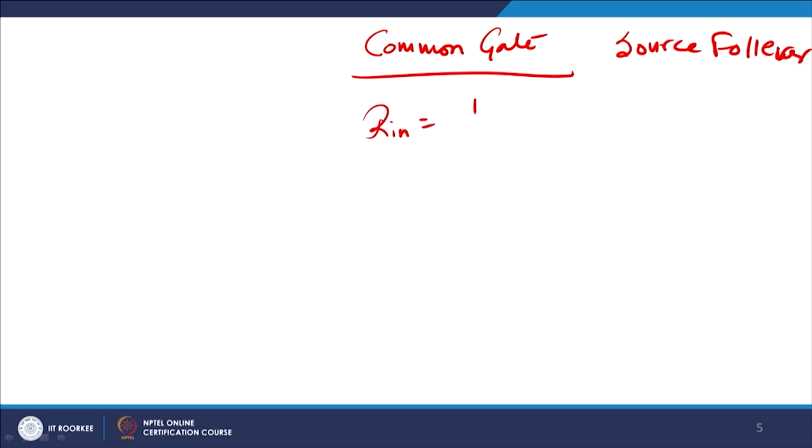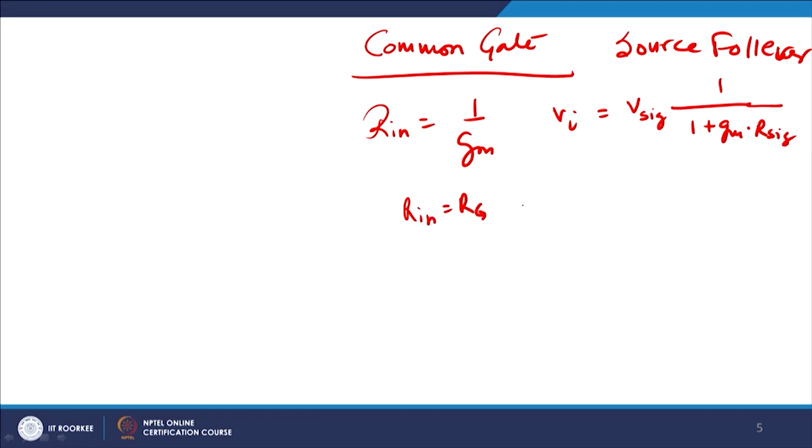So, Rin equals 1 by Gm, as I discussed with you. Vi equals Vsig into 1 plus Gm times Rsig, and therefore I get Rin equals approximately Rg. Therefore, Vi equals Vsig into Rg upon Rg plus Rsig, and Vi will be approximately equal to Vsig, because Rsig is very small as compared to Rg.